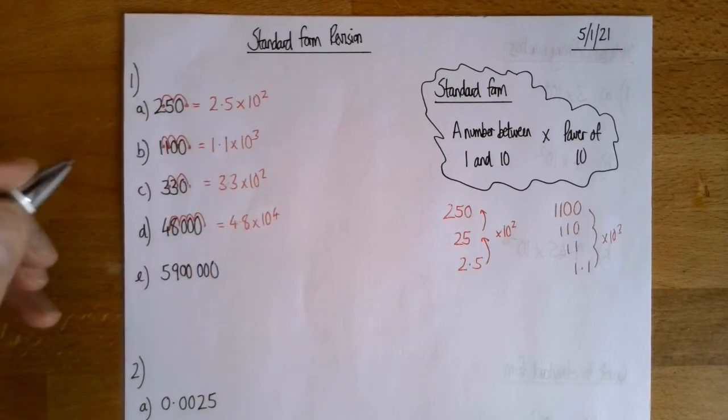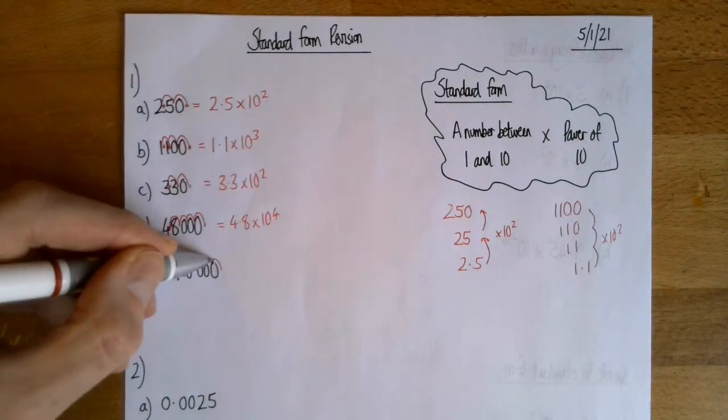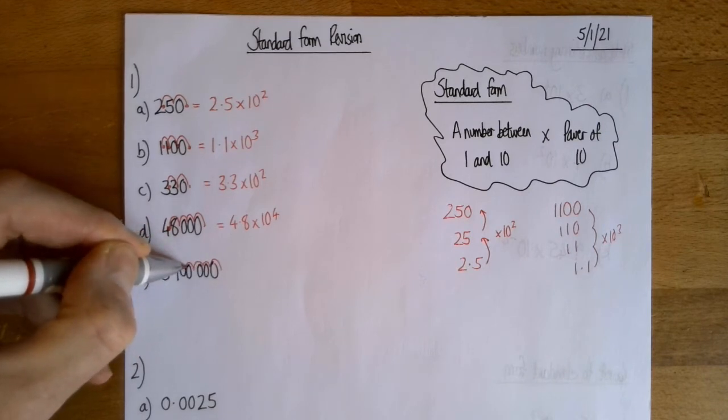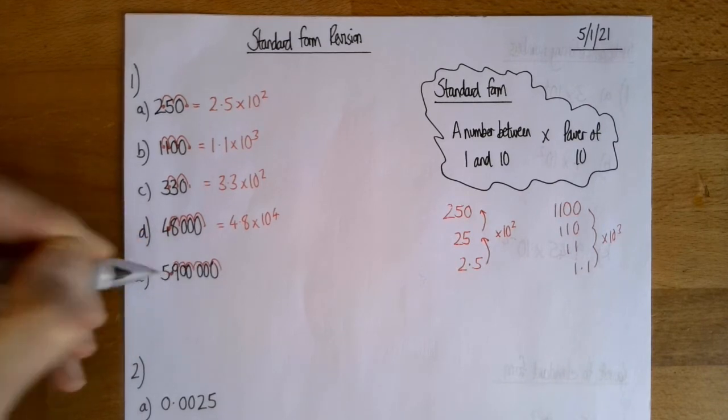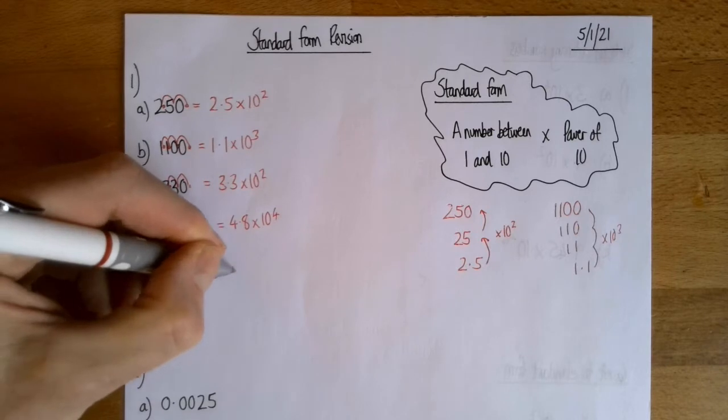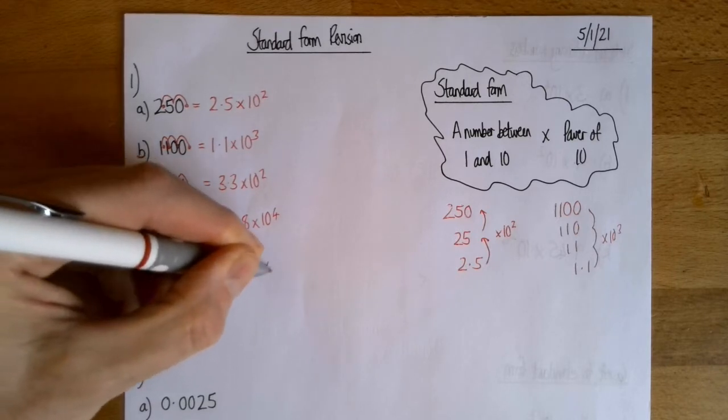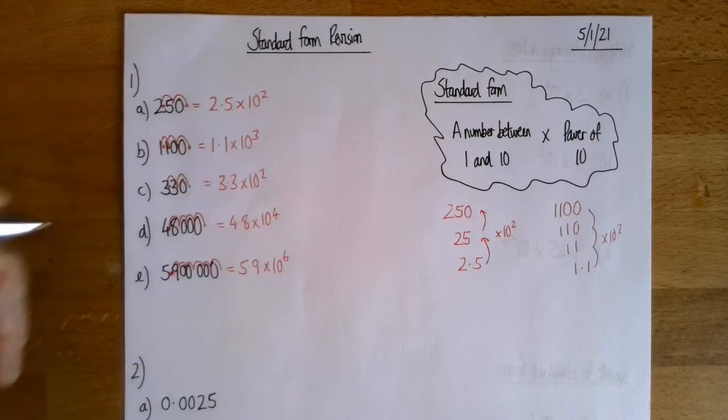And 5,900,000. 1, 2, 3, 4, 5, 6. So that's 5.9 times 10 to the power of 6.